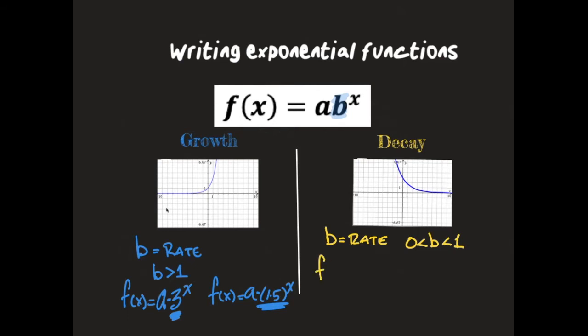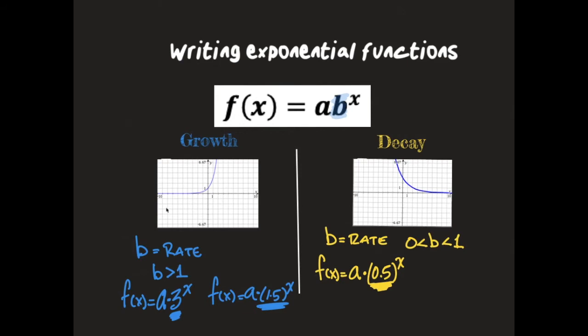Let's say that I have an f of x equals, and I'm going to keep an a to say any initial value, times 0.5 to the x. Just because this number is between 0 and 1, we are going to have a decay.